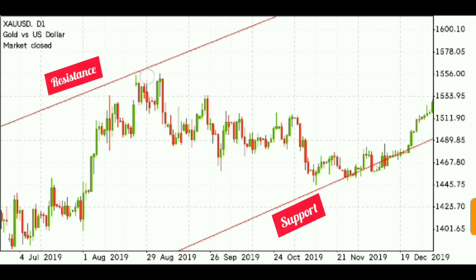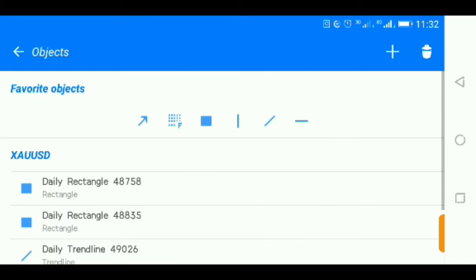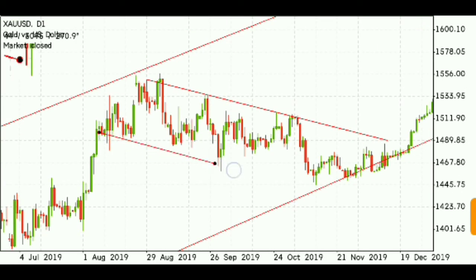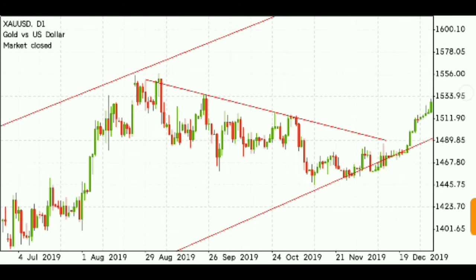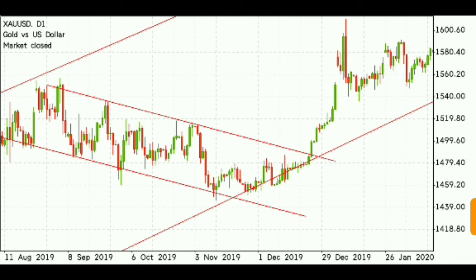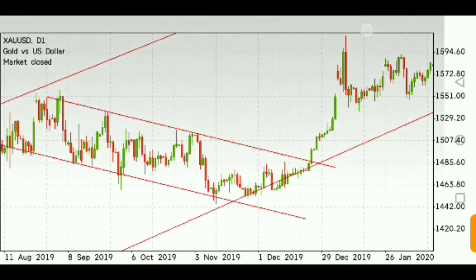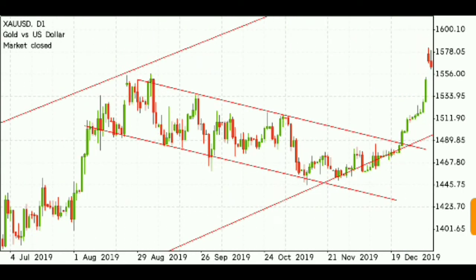Now, I've just spotted a downtrend. You see, that's your resistance, and this is your support line I'm trying to draw right now. Yeah, that's pretty much it. So you see, before a breakout, that's just how it is. Now this is for a downtrend.